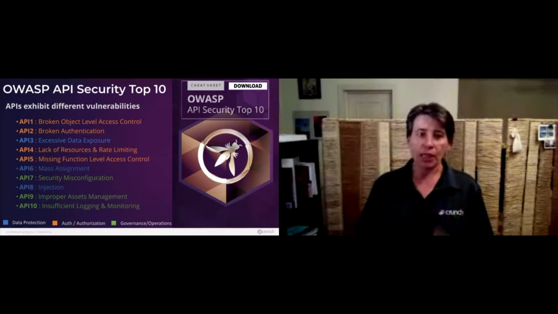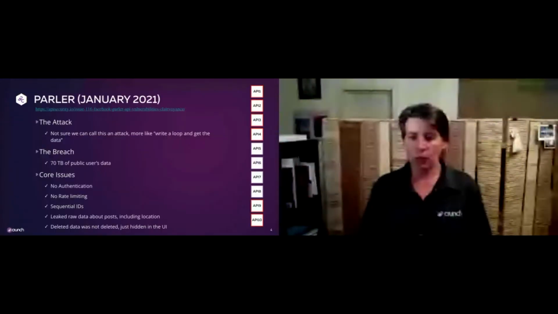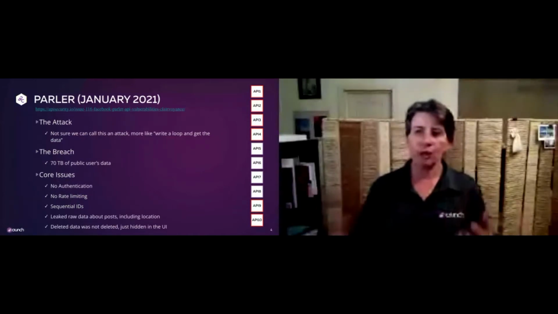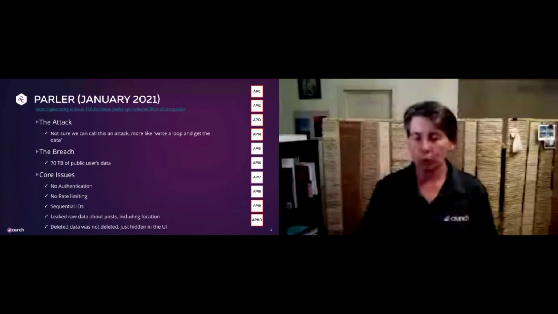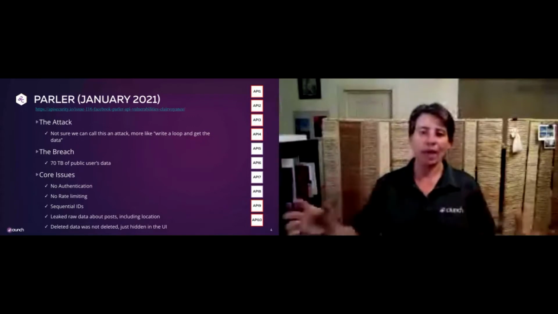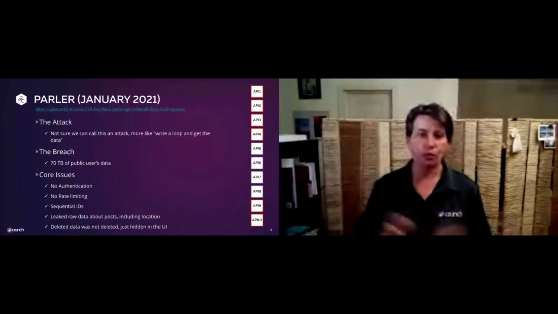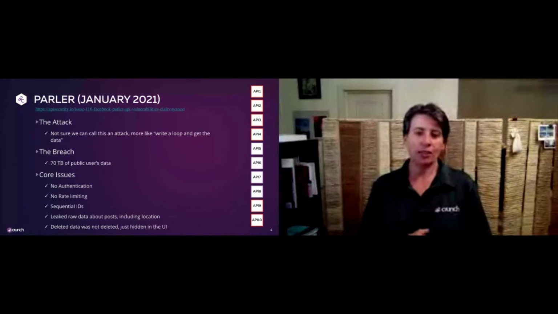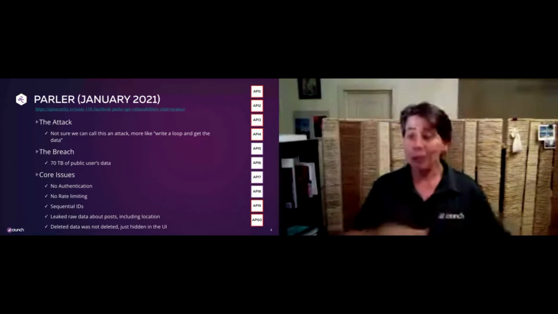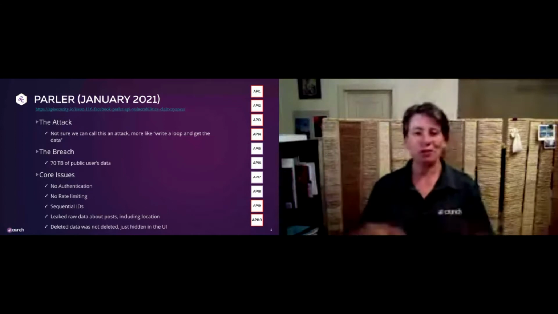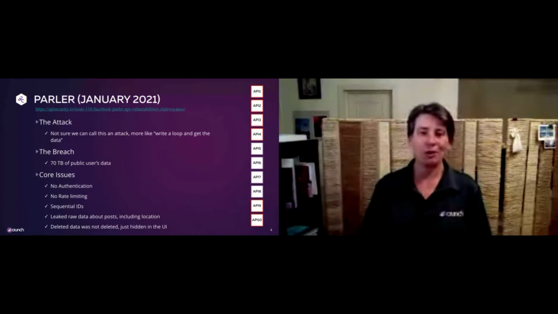So to illustrate what this looks like and how we tie this to the API top 10, I just picked one massive issue that happened earlier this year in January. This is a massive breach. About 70 terabytes of data were stolen. If you're in the US, you have heard, I'm sure, about Parler. If you're not in the US, you may not have heard about this.